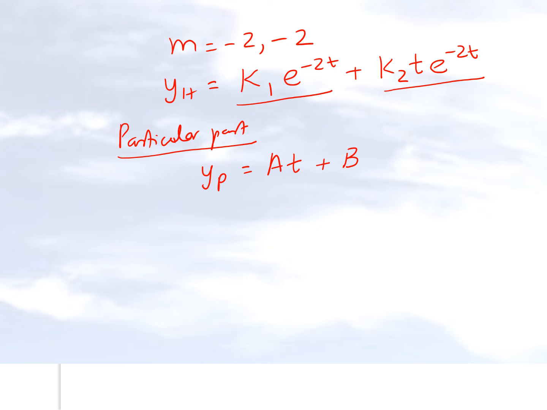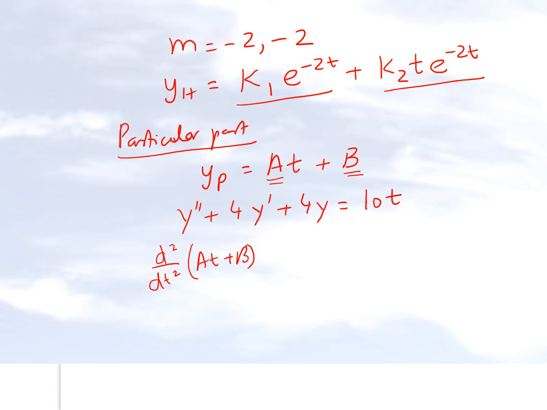If that is the case, how do we find a and b? We find a and b by putting the assumed solution back into the differential equation. We have y double prime plus 4y prime plus 4y equal to 10t. We plug it back in here: the second derivative of the assumed solution, plus 4 times the first derivative of the assumed solution, plus 4 times the assumed solution, is equal to 10 times t.